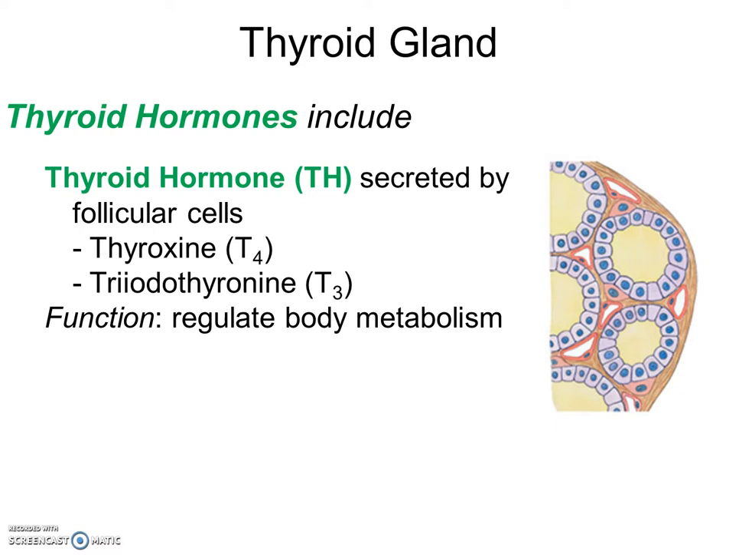Remember when we talked about the anterior pituitary, you read about one of the hormones it releases, which is TSH. Remember, TSH stands for thyroid stimulating hormone. So when the anterior pituitary releases TSH, it goes into your bloodstream, circulates around the body, and targets your thyroid gland. And specifically, it causes these follicular cells to produce the thyroid hormone.